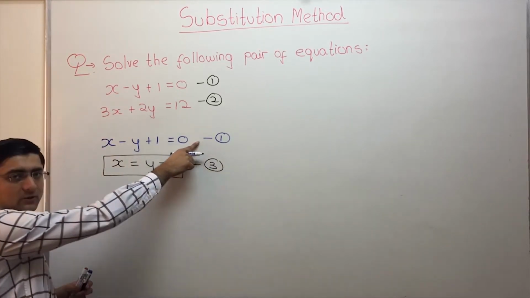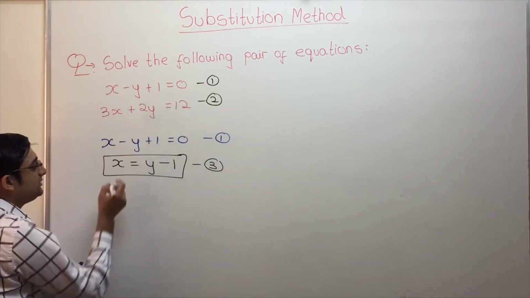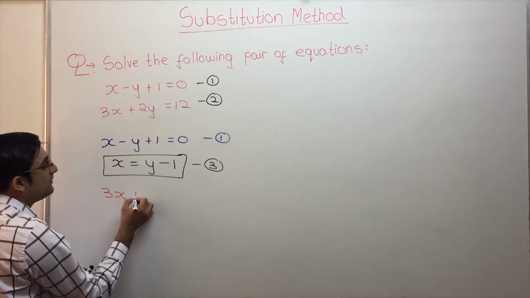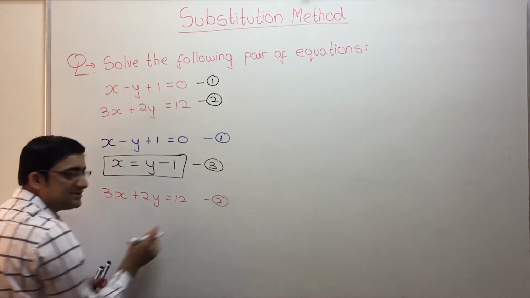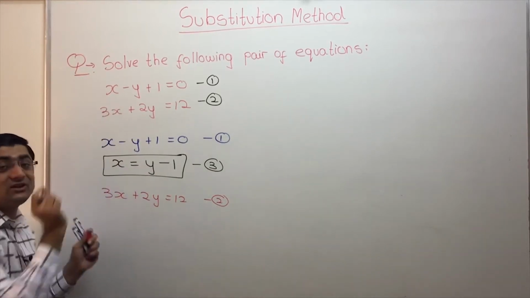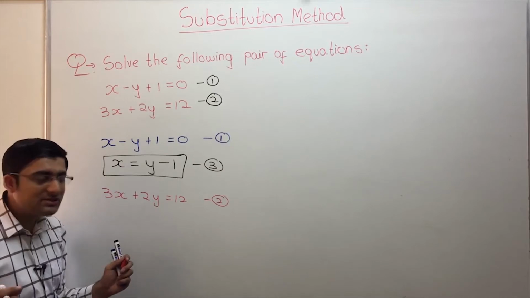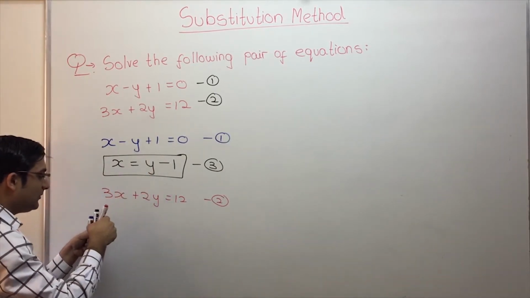Now here we wrote equation number 1. So now write down the second equation. What is the second equation? This one over here, 3x plus 2y is equal to 12. Now in this equation, replace x by this value. That is why it is called the substitution method. So what are we substituting? We are substituting the value of x over here by this. So see, what do we get?